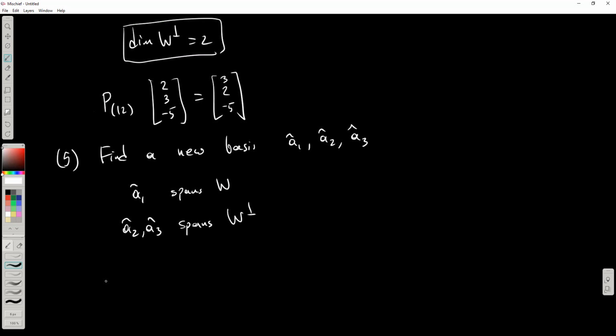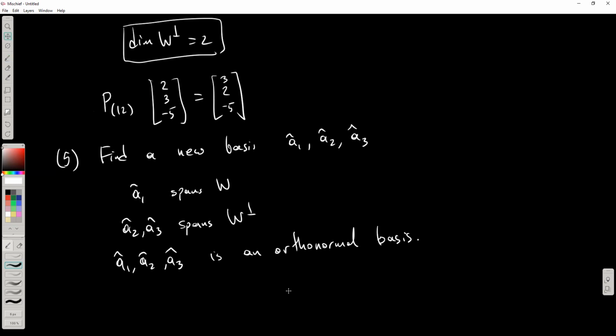But I don't stop here. I also assume that A1, A2, A3 is an orthonormal basis. I can do that because W and W perp are perpendicular to each other. So it's natural that A1 is perpendicular to both A2 and A3. So as a result, if I choose A2 and A3 to be perpendicular to each other, then these three vectors would be automatically perpendicular to each other. Okay, so I can do that.